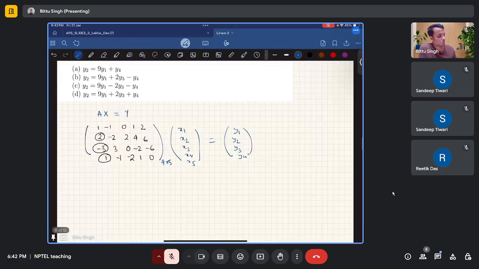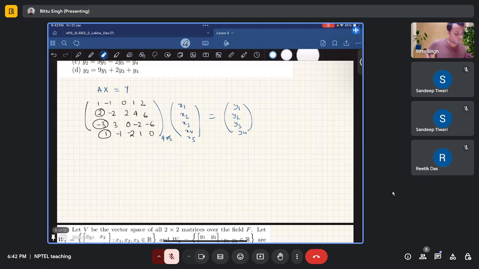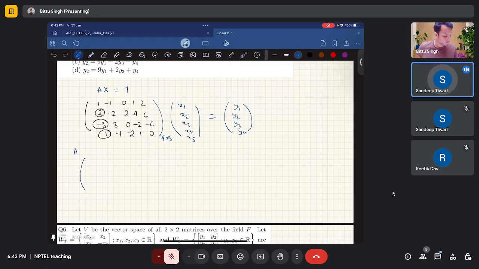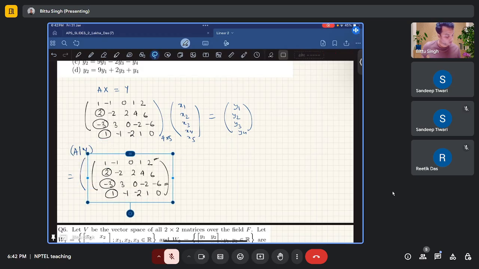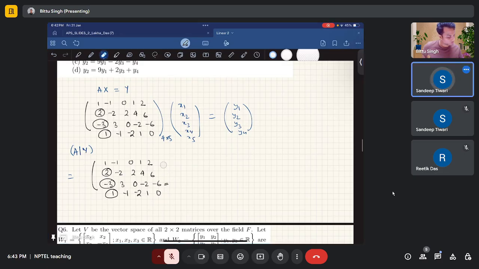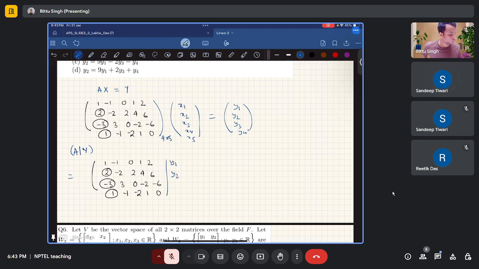So let us again apply those things. So what will you do? You first form the augmented matrix. Yes, right. You form the augmented matrix corresponding to this. So the augmented matrix will be A comma y, with y1, y2, y3, y4. Now again we'll perform those previous row operations, right?